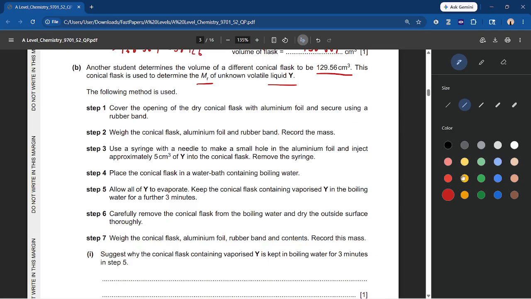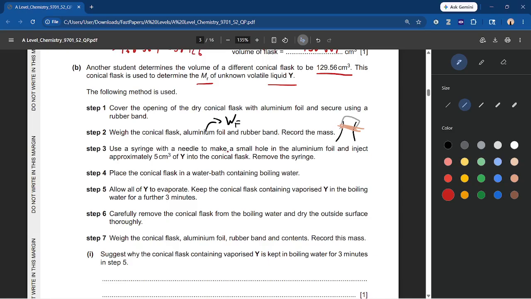So what you're doing is, let's say that this is the conical flask. You're taking aluminum foil and you're wrapping it around, and then you're using a rubber band to sort of hold it in place. So this is to make sure that nothing is escaping, and the rubber band is used to make sure that the aluminum foil is in place. Weigh the conical flask, aluminum foil, and rubber band. Record the mass. So this is just going to be the weight of the flask.